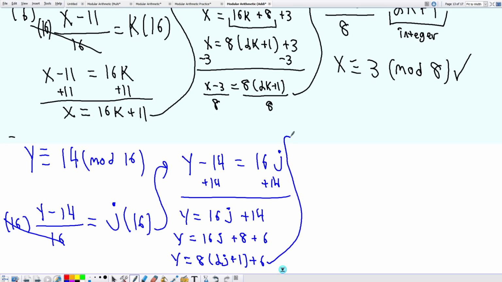And then I'm going to skip a couple steps because I'm already using enough room as it is. But we will eventually get that the difference between y and 6 over 8 is equal to 2j plus 1. And again, 2j plus 1 is an integer for the same reasons that 2k plus 1 is an integer. So, for the same reasons x is congruent to 3 mod 8, we have that y is congruent to 6 mod 8.